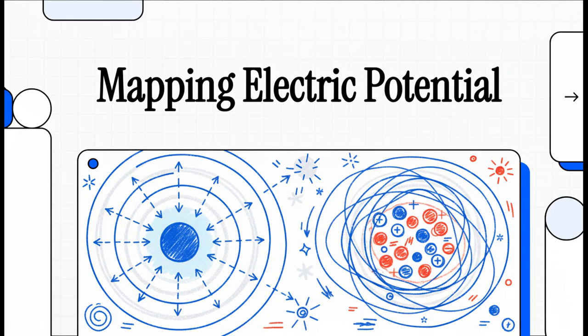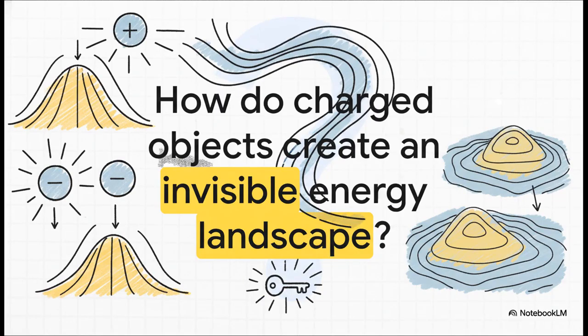All around us, charged objects are creating this invisible energy landscape. It's a world of unseen forces, of potential, that shapes pretty much everything. So, in the next few minutes, we're going to map out that world. We'll start with the simplest points and build our way up to complex shapes, giving you a whole new way to see the unseen.